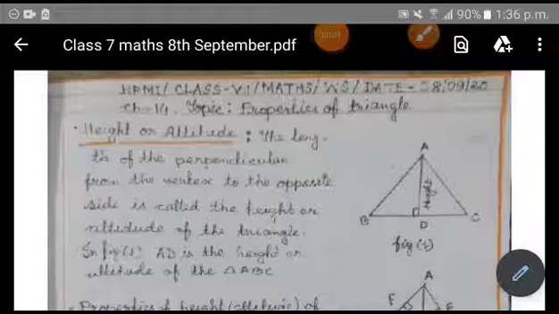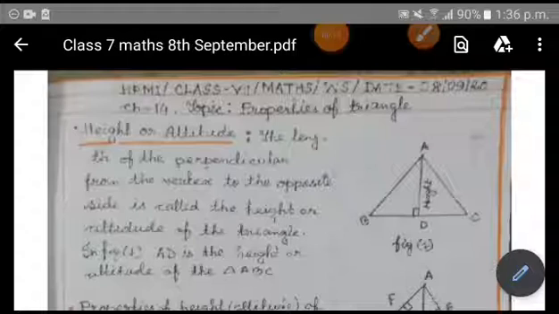Students, in the last class we began chapter 14, that is, properties of triangles. There we studied the median of a triangle. Remember, children, what is the median of a triangle? The median of a triangle is the line joining one vertex to the midpoint of its opposite side. And we also studied a few properties of the median of a triangle.